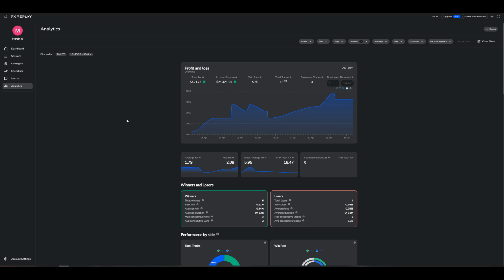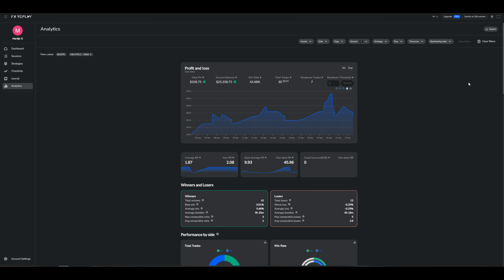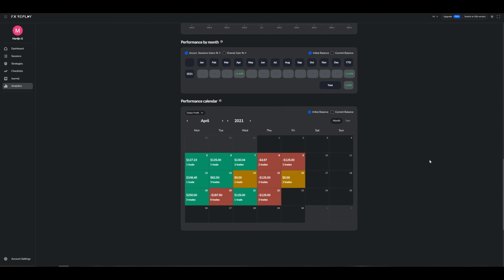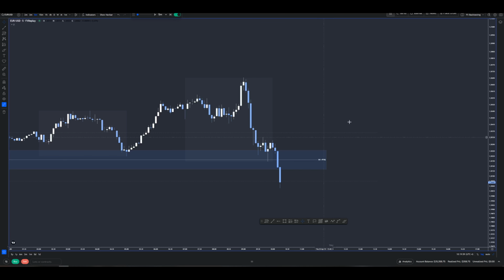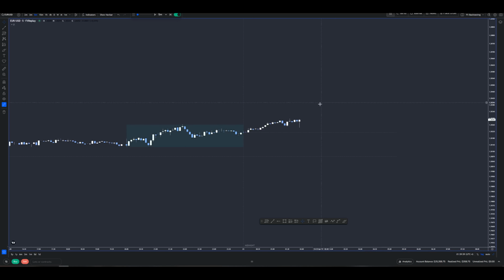Overall, here are my overall statistics. I'm still in profit. 43% win rate, that's nice. I like this one a lot, so I can see day by day what happened. Okay, so that's not good. 6 trades, 1 trade, 2 trades. So yeah, okay. Let's go do, it's the wrong button, London session.